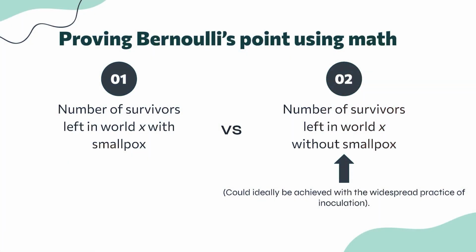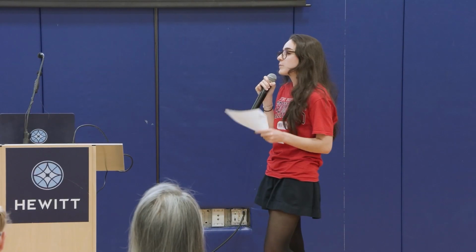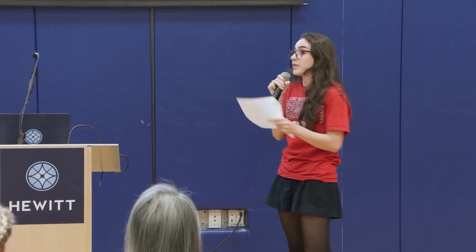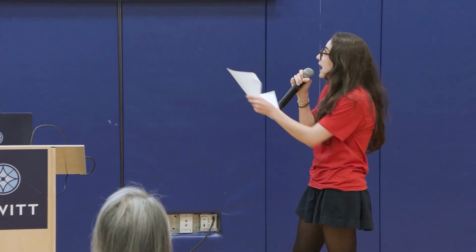The second version of Bernoulli's World X describes the decline of people in that population living without the threat of smallpox. Bernoulli's goal was to prove that more people will survive in a world without smallpox, which could ideally be achieved with the widespread practice of inoculation.